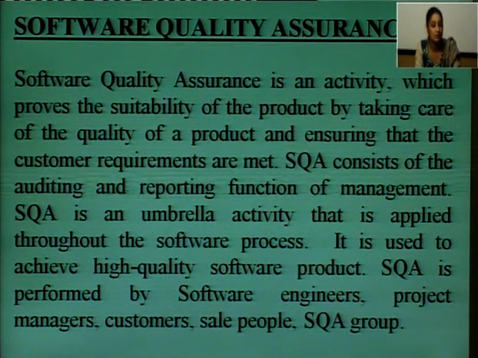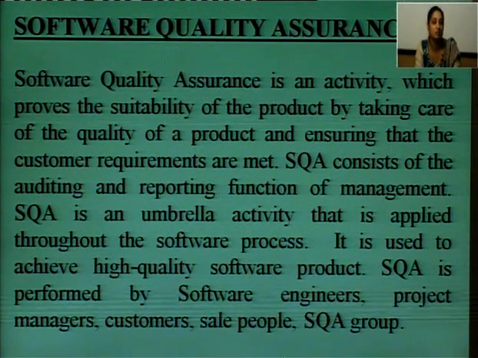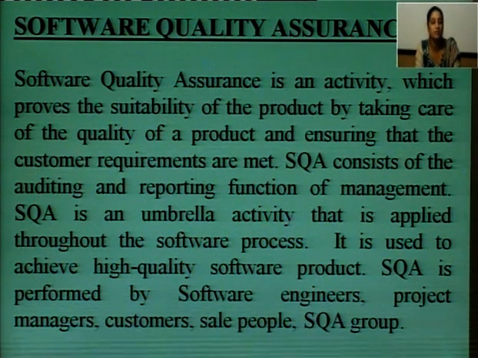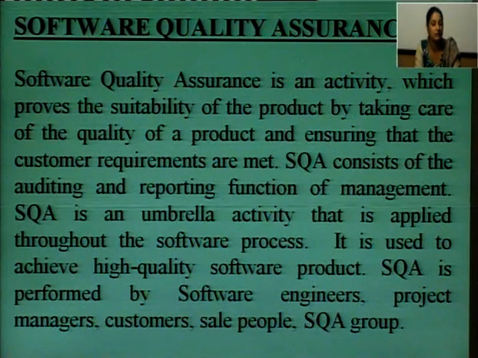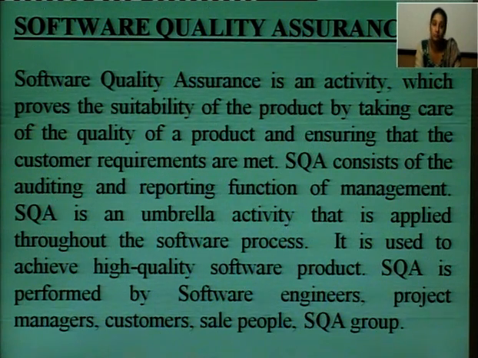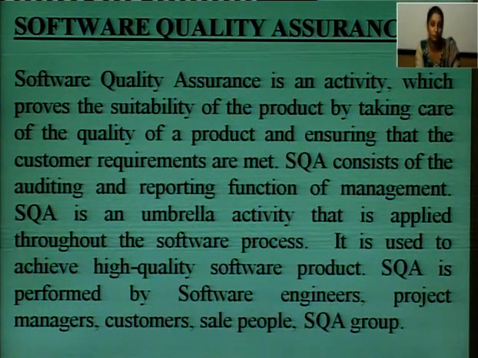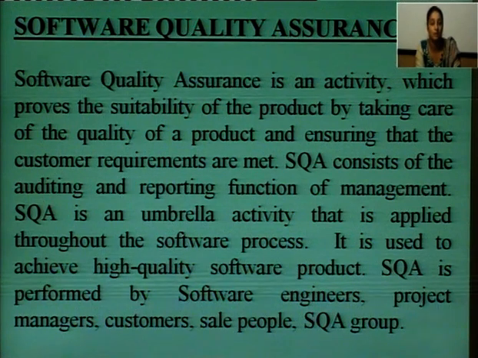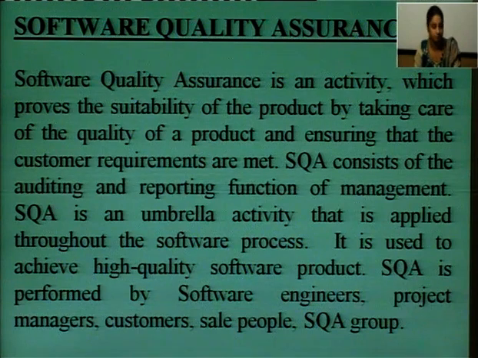Software quality assurance is performed by the software engineers, the engineers who develop that system, and project managers who take care of the software and manage the software quality. It is also done by the customers, the users, and the salesperson. A special organization for quality assurance is the software quality assurance group, which makes sure that a system maintains the quality of the product.